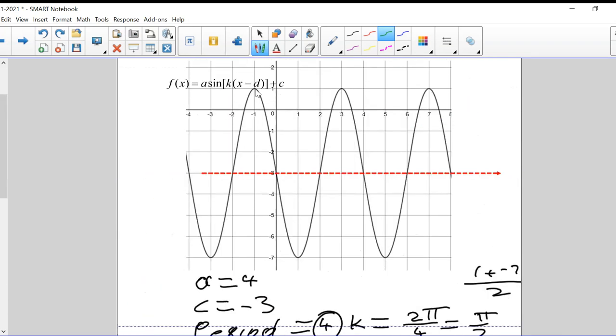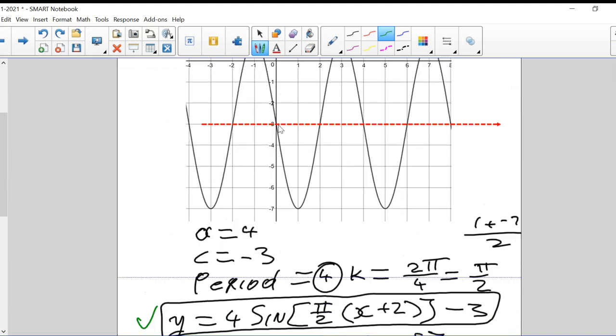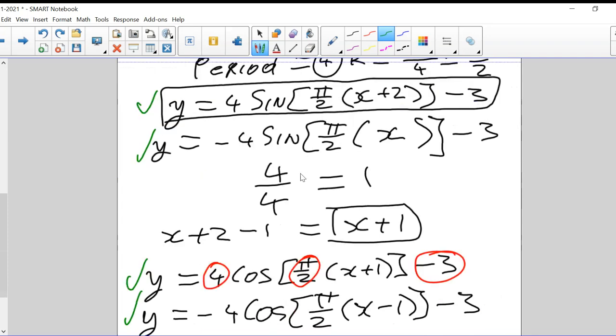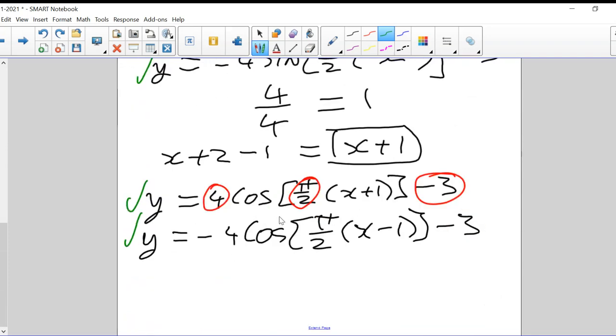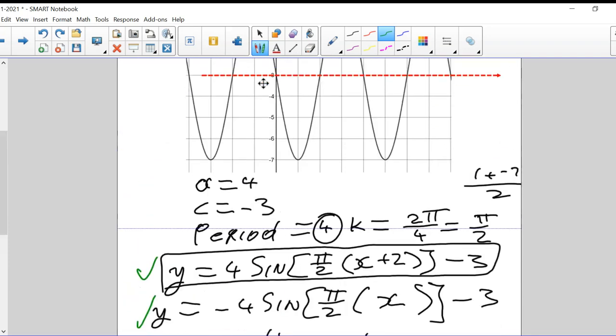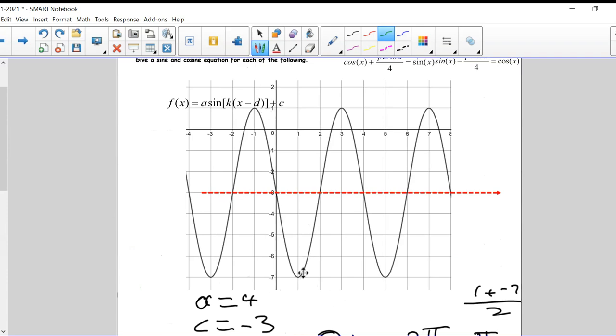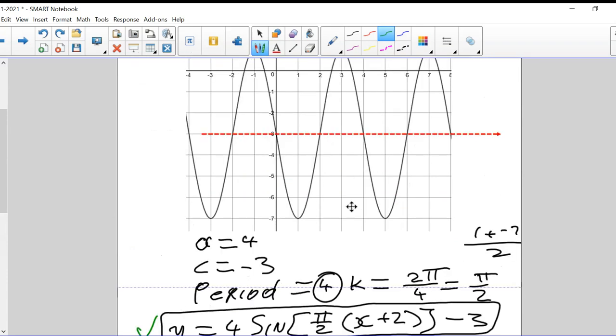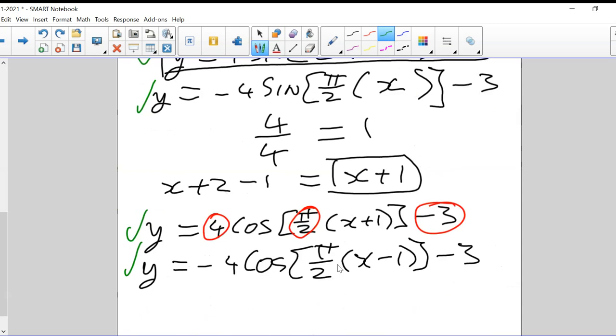Where is the high value? The high value is at -1. So I shift to the left, so that's why it's plus 1. The other thing is, when we wrote it as a negative, it means that we're not looking for the high value anymore, we're looking for the low value now. The low value is down here, which is 1 to the right, and that's why I could have written it as x minus 1 with a negative, because I'm going down and looking for the low value rather than the high value.